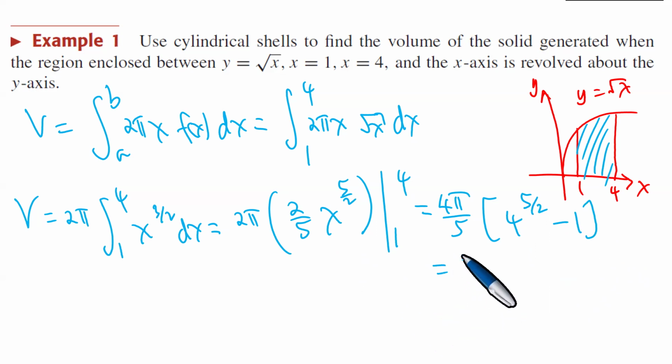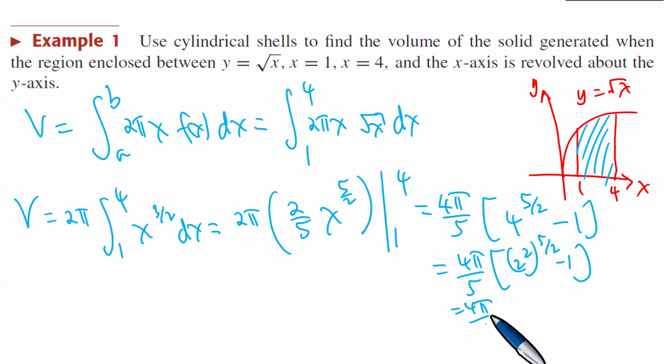Right, and therefore this is exactly what? 4 pi over 5, and then this is 4 to the 5 over 2 minus 1. 4 pi over 5, and then the 2 cancels, giving us 2 to the 5 minus 1. 2 to the 5 is 32, minus 1, which is 31. 4 pi over 5 times 31.